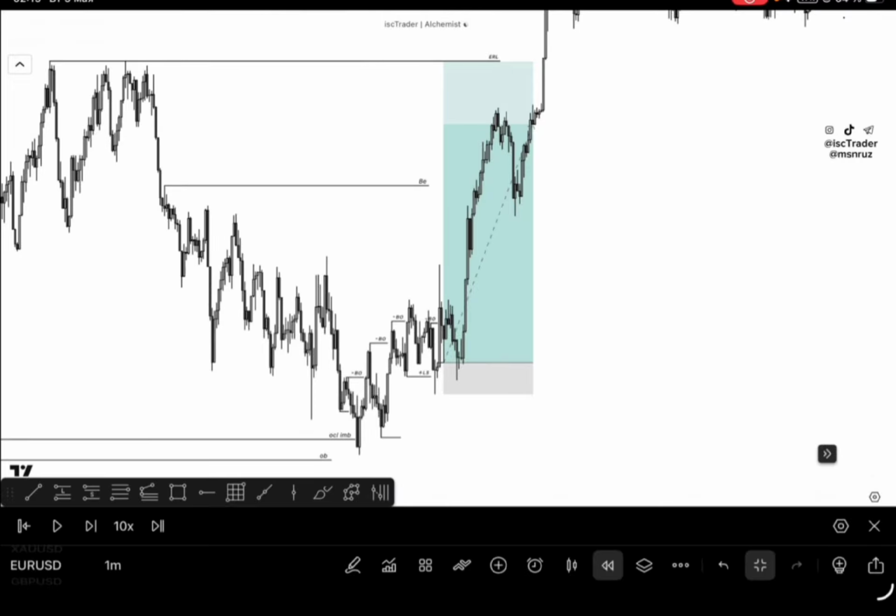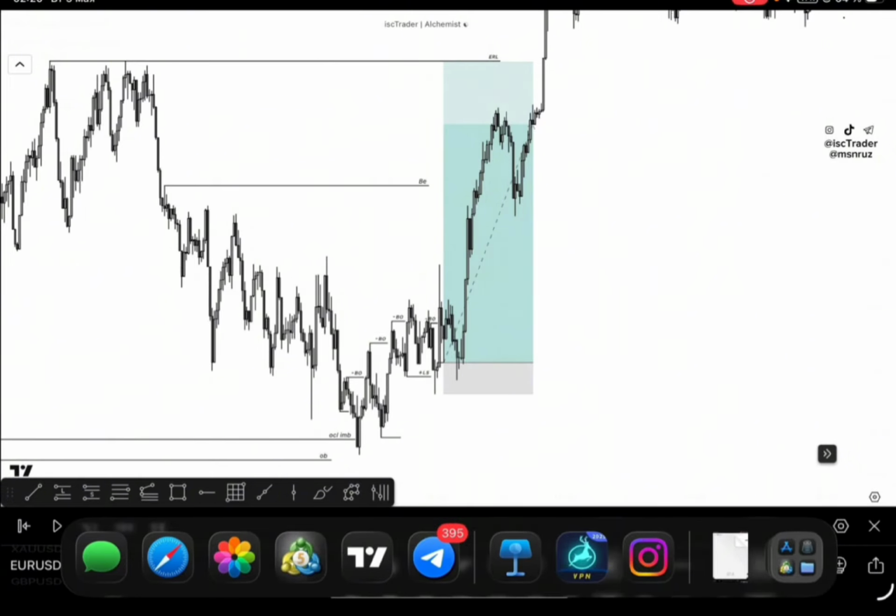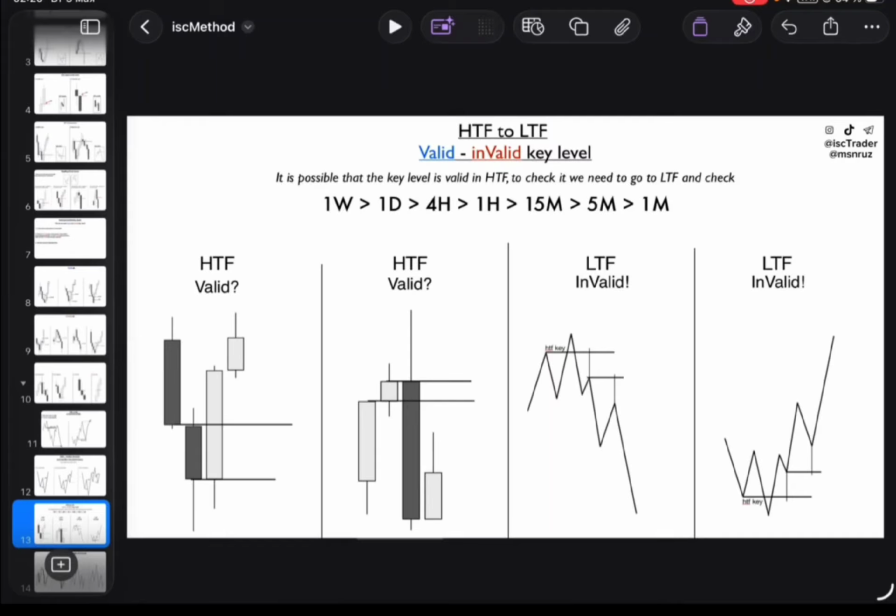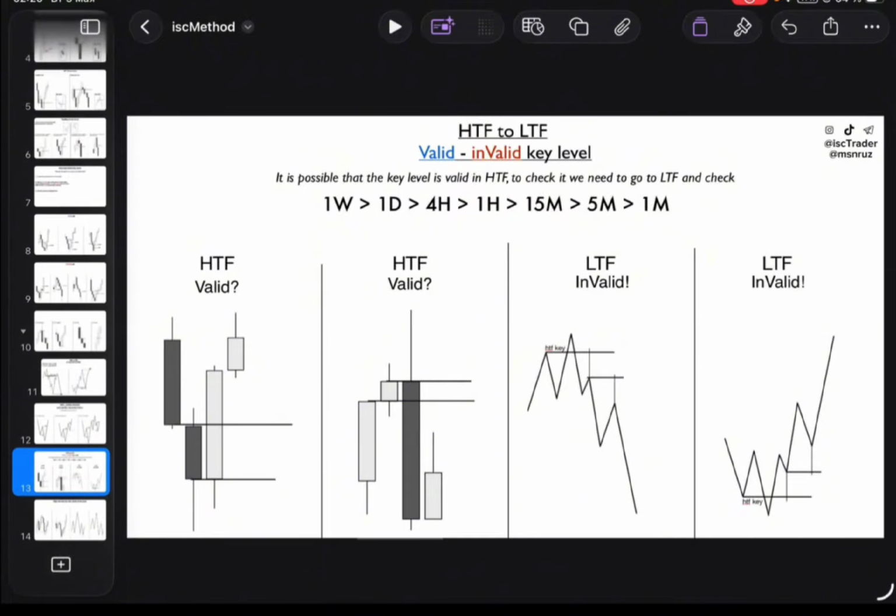That is, by moving from a higher time frame down to a lower time frame to determine whether those zones are valid or invalid. You should work in exactly this same way, meaning this is needed to find the truly valid zone and to enter a trade. Working by moving from a high time frame down to a low time frame is exactly like this. Alright, and the next one?